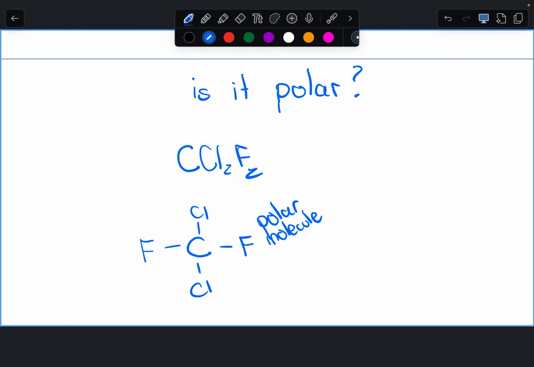Okay? But if there's ever a question, go ahead and draw the Lewis structure. And sometimes I will give you the Lewis structure just so that I'm clear that I'm testing you on intermolecular forces and not just on polarity, because I don't want that to be a sticking point. Okay?